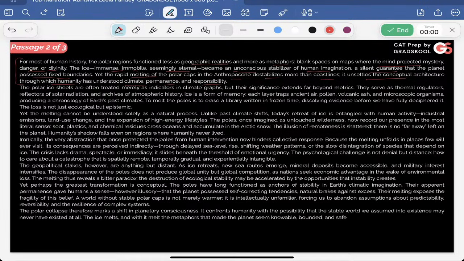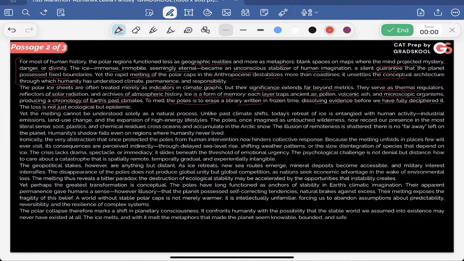The polar ice sheets are often treated merely as indicators in climate graphs, but their significance extends far beyond metrics. They serve as thermal regulators, reflectors of solar radiation, and archives of atmospheric history. Ice is a form of memory. Each layer traps ancient air, pollen, volcanic ash, and microscopic organisms, producing a chronology of Earth's past climates. To melt the poles is to erase a library within frozen time, dissolving evidence before we have fully deciphered it.